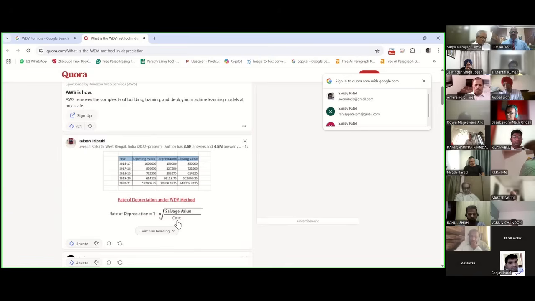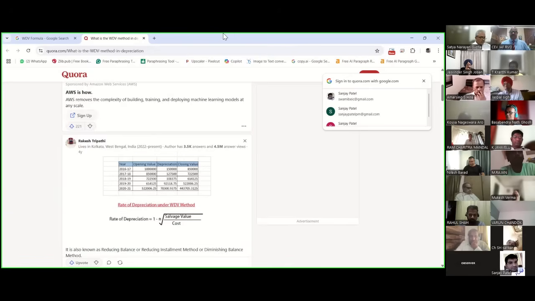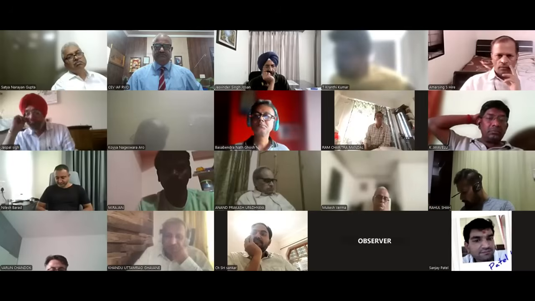Sir, which cost are we talking about here? Salvage is a value. Replacement cost or reproduction cost. Okay. Rate of depreciation is not given. So using this equation, you can find the rate of depreciation.